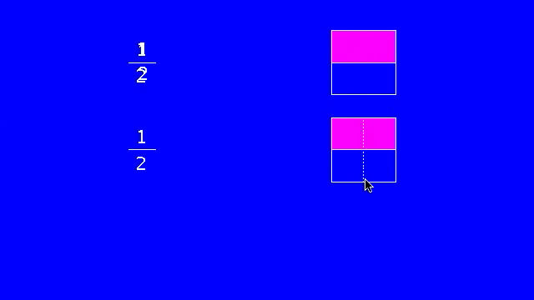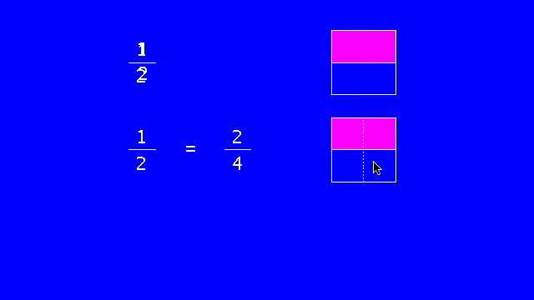The most important thing about fractions is that the denominator, the bottom number, tells you how many pieces it takes to make a whole. In this case, 2. And the numerator, the top number, tells you how many of those pieces you have. And you can cut the pieces into smaller pieces, but the quantity will still stay the same.